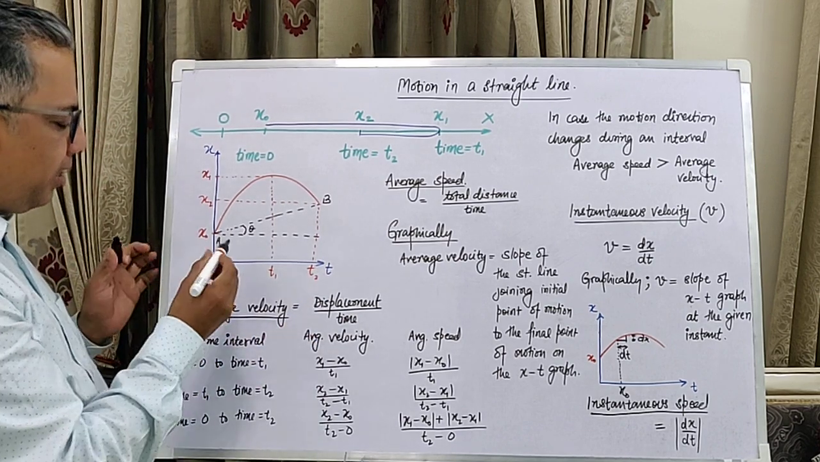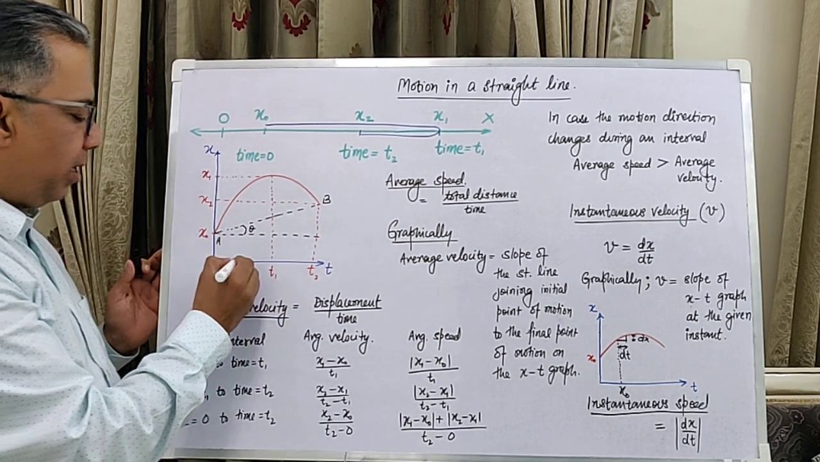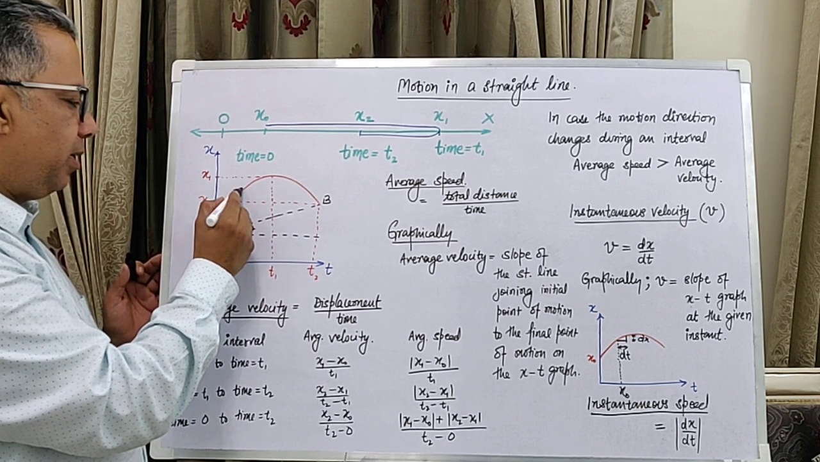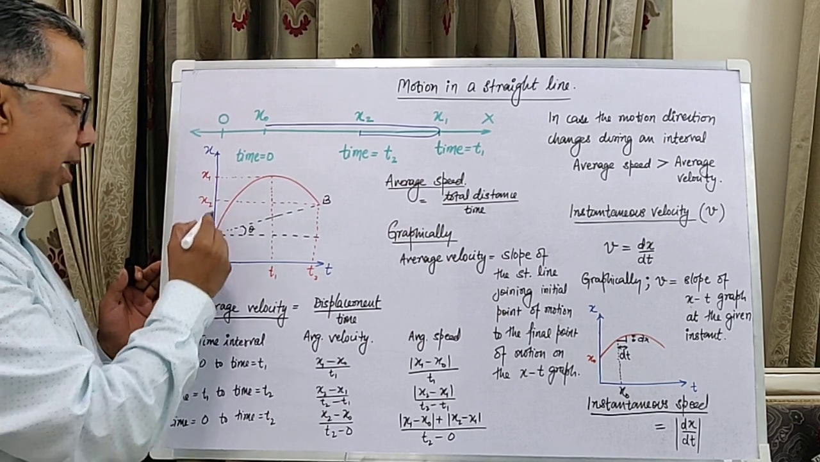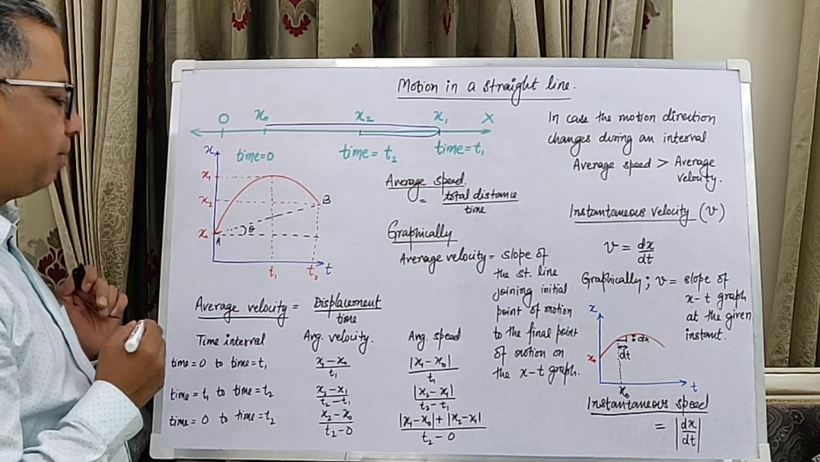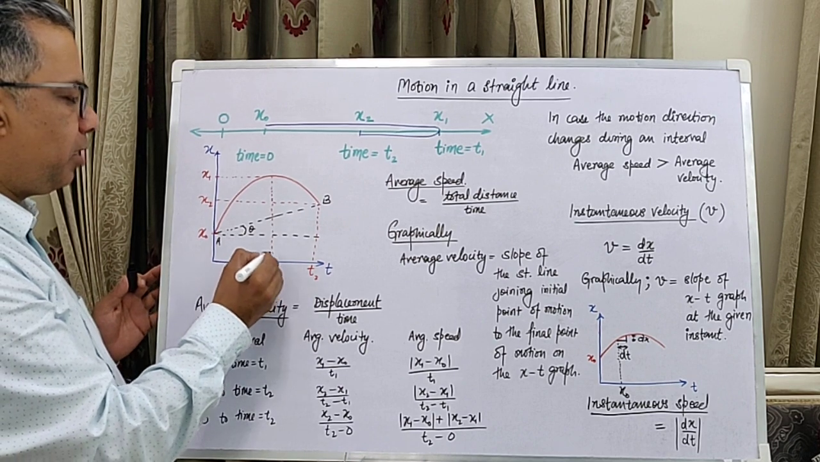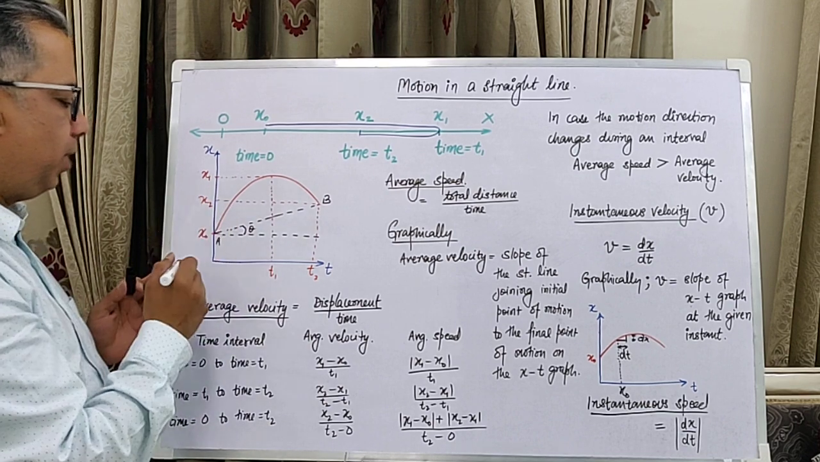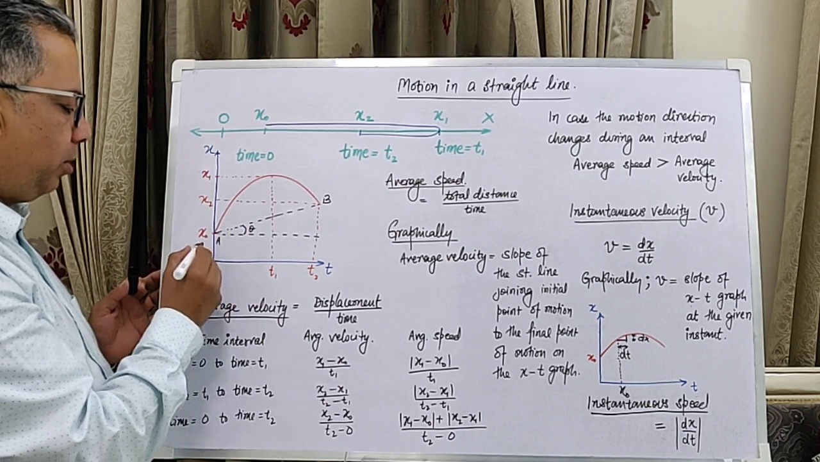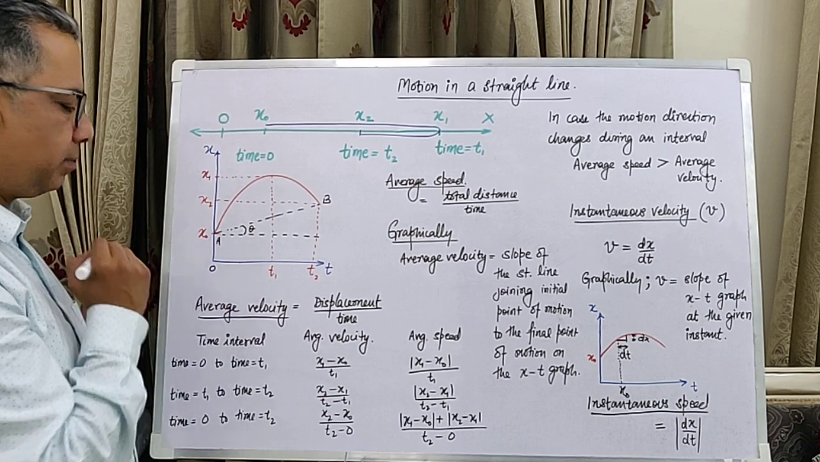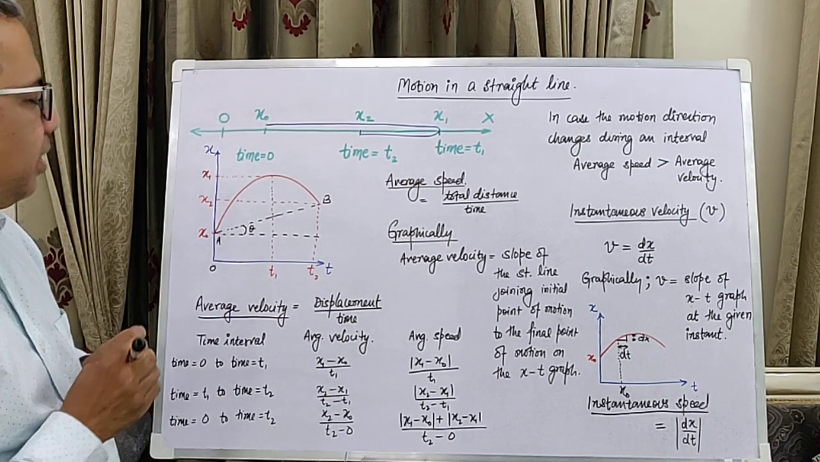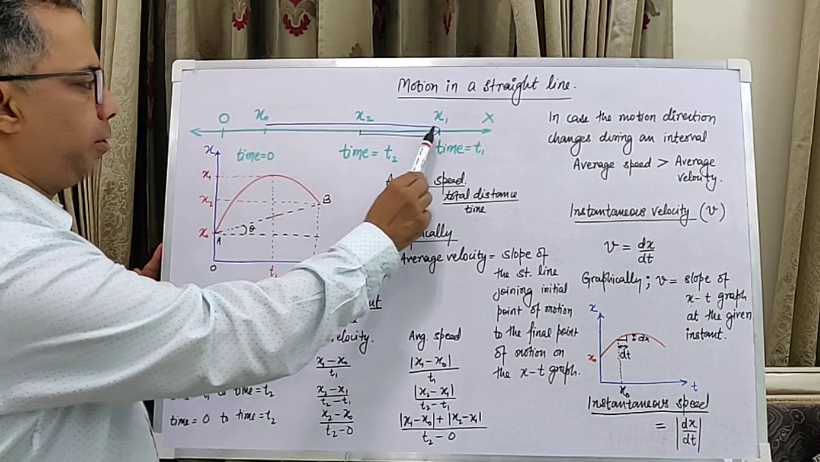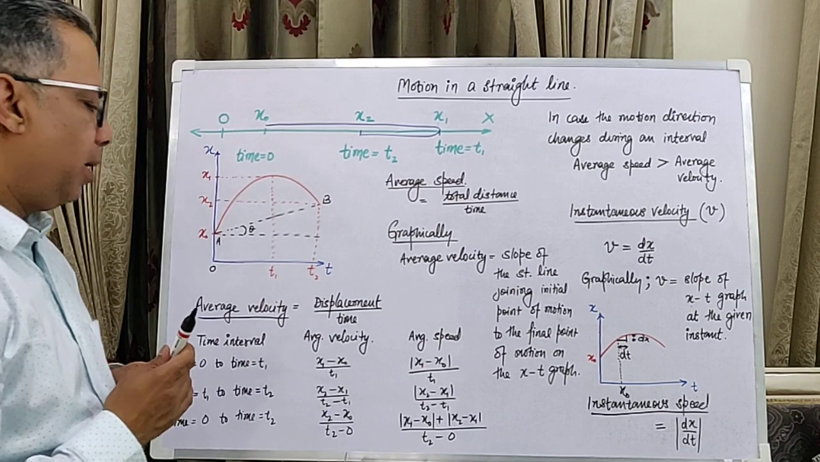For instance, at this particular time, if you draw a vertical line, the point of intersection here gives us the position x at that particular instant. So at time t1, the position is x1, at time t2, the position is x2, and at time 0, the position was x0. So this is the position versus time graph representing this particular motion.